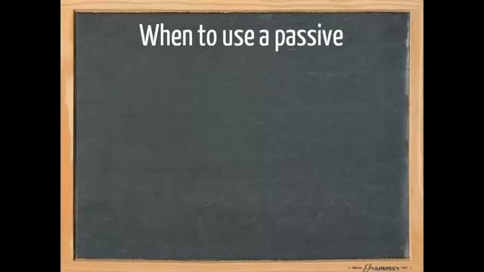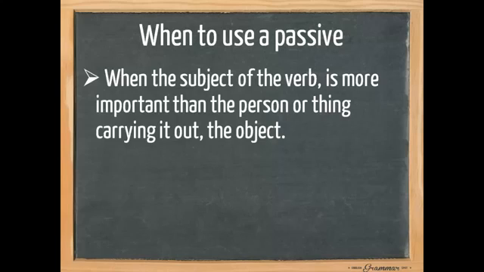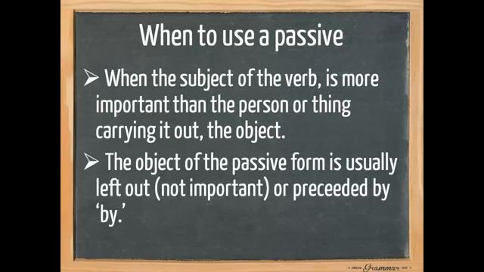Now, when do we use a passive? I'm going to tell you some technicalities. Be not alarmed, the passive is not hard, but there are some things that you need to know. We use a passive when the subject of the verb, so in the example before, is more important than the person or thing carrying it out, the object. So in the example before, the door was more important than me closing it.